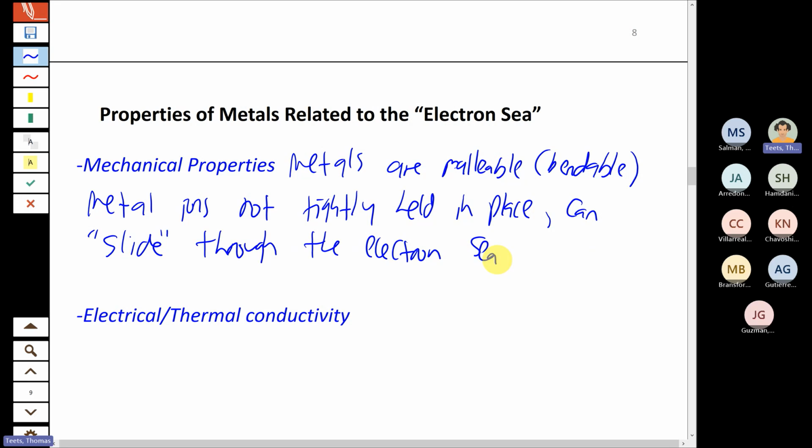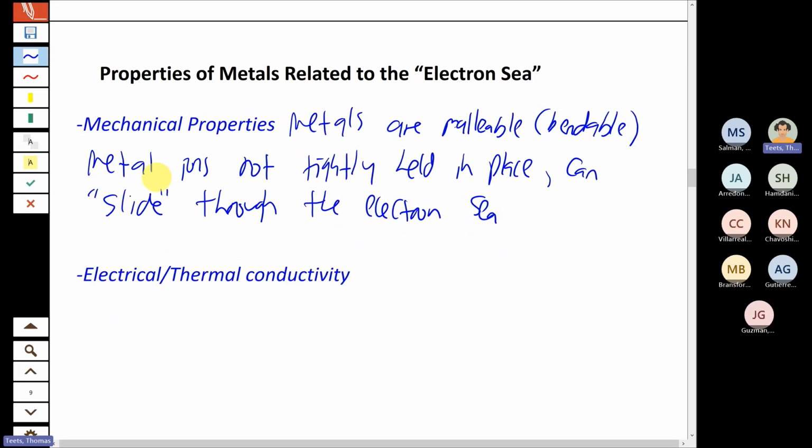Another important and obvious property of metals is that they conduct electricity and heat very well. Most of the conductive substances that we use in wiring or in devices are made up of metals. And that's because they have those loosely held valence electrons that can easily travel through the whole structure.